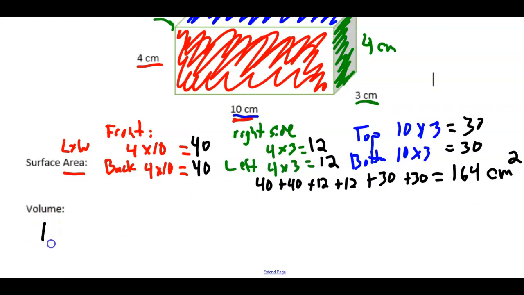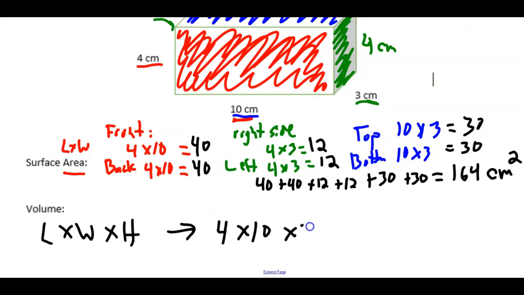Volume's a lot easier. Volume is going to be length times width times height. Okay, so I have 4 and 10 and 3. It doesn't matter what order you multiply them in. So 4 times 10 times 3, that is going to give me 120. And because this was centimeters times centimeters times centimeters, this would be centimeters cubed for volume. Okay, so that's kind of my 2 answers there. Highlight them there so they stick out.